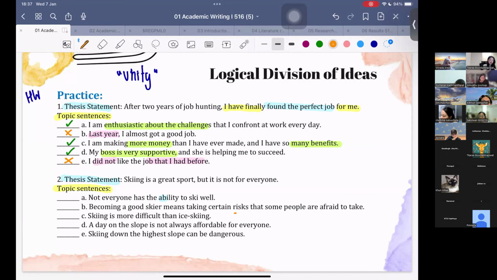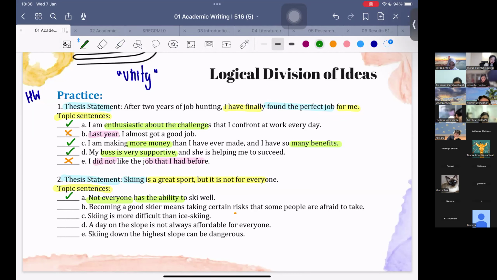For number 2, skiing is a great sport. The topic here is skiing is a great sport, but it's not for everyone. So it says that skiing is a great thing, but it's not for everyone. And you're going to see that the list below, A to E, provides reasons why it's not for everyone. First one, A, not everybody has the skills, the ability to ski well. So this one definitely supports the topic.